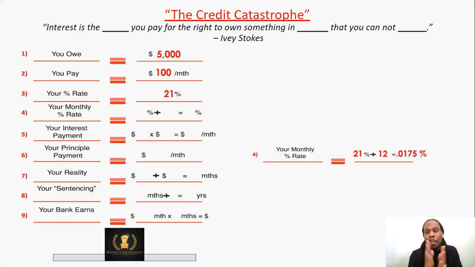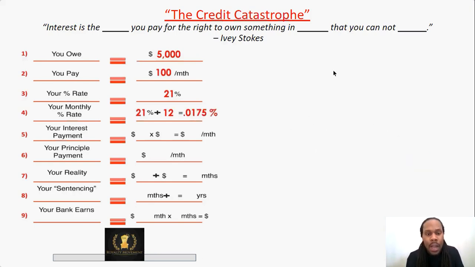So the monthly interest rate: if you take that 21% and you divide it by 12, what you're left with is 0.0175. And you can do this with any interest rate. If your interest rate is different, you would change it based on what your interest rate is, divided by 12, which represents months, because there are 12 months in a year, so you can understand how much you're being charged on a monthly interest rate level. So that plugs right into that section there.